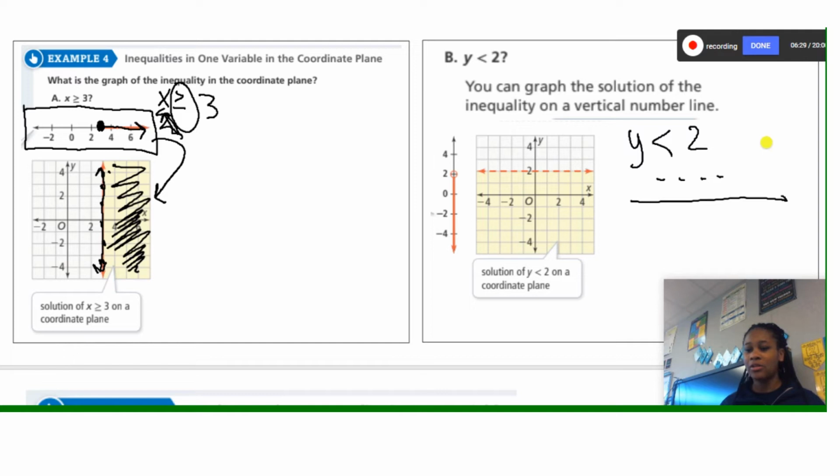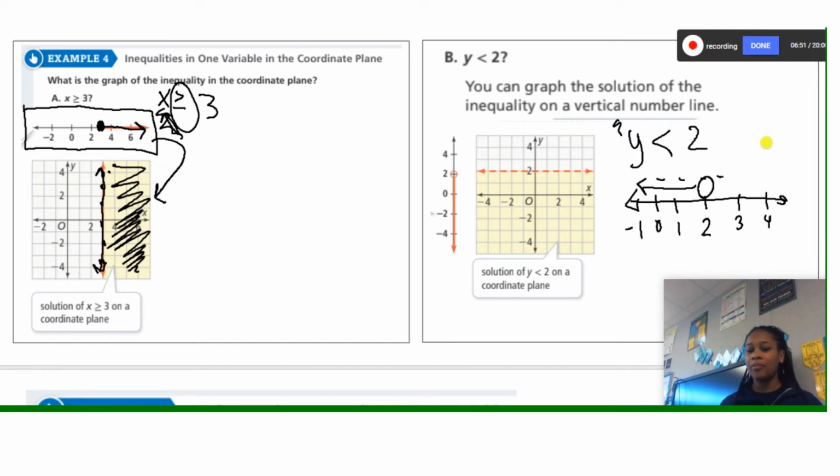So if I were to graph this on an inequality or on a number line, I would have 2, 3, 4, 1, 0, -1. I would have an open circle on 2 showing that 2 is not included in the solution, and then I want values that are less, so I will shade to the left.